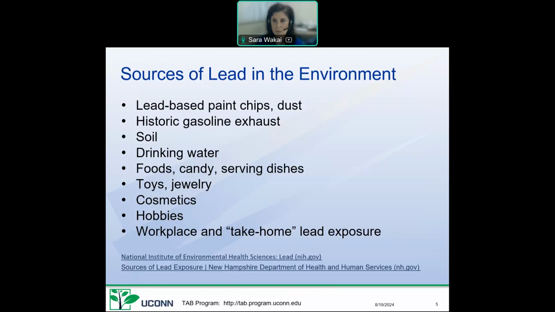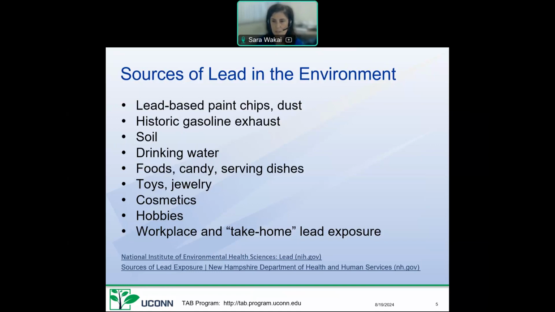The most common sources of lead exposure in the United States are lead-based paint chips and dust, gasoline exhaust, lead-contaminated soil, primarily from lead-based paint, dust, and historic leaded gasoline exhaust, and lead in water from lead pipes and plumbing fixtures. Other sources of exposure include some toys and jewelry, food and candy imported from other countries, traditional home remedies, some cosmetics, and dishes decorated with lead-based paint.